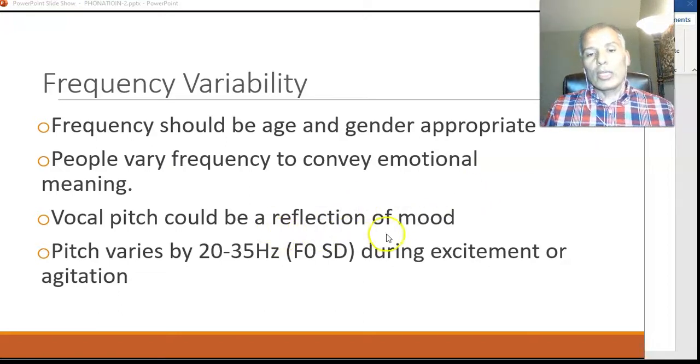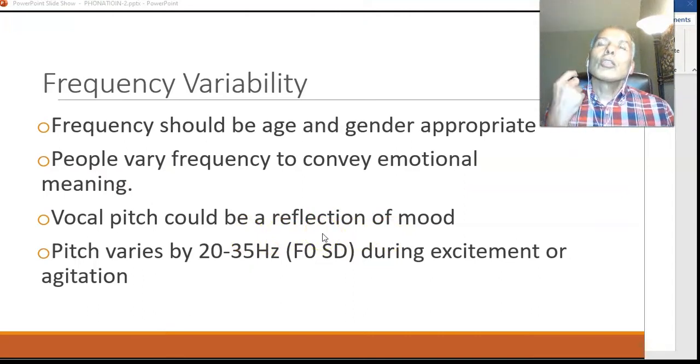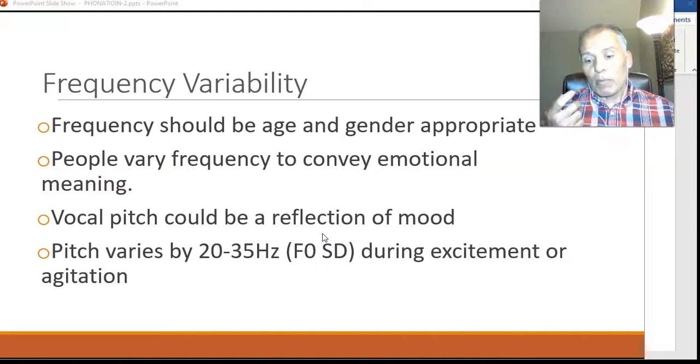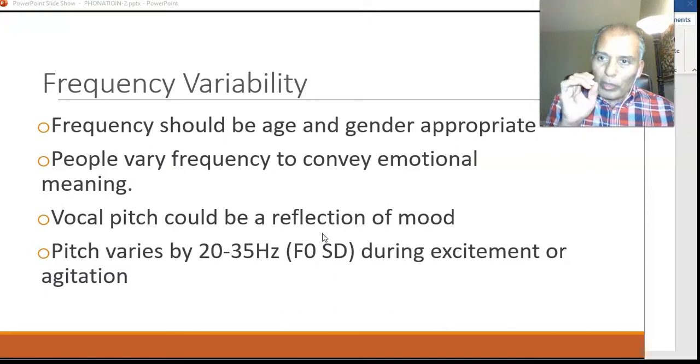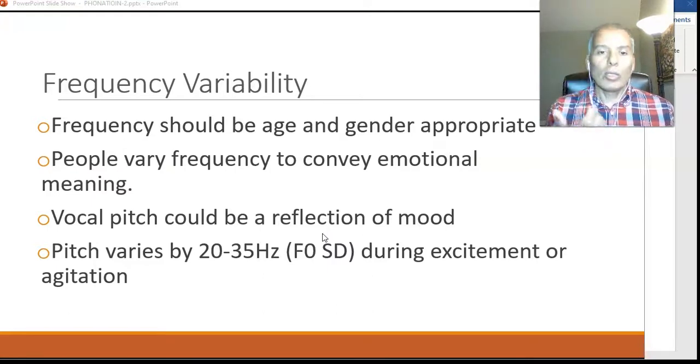So vocal pitch, again, because the vocal folds are so integrated with our emotional system, the smallest changes will reflect, and also the vocal tract itself, it will reflect our mood through our voice, because there's a huge connection between the vocal folds and the vocal tract and our emotional system.